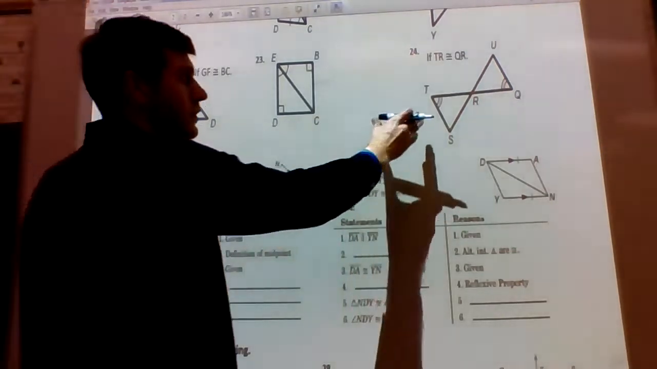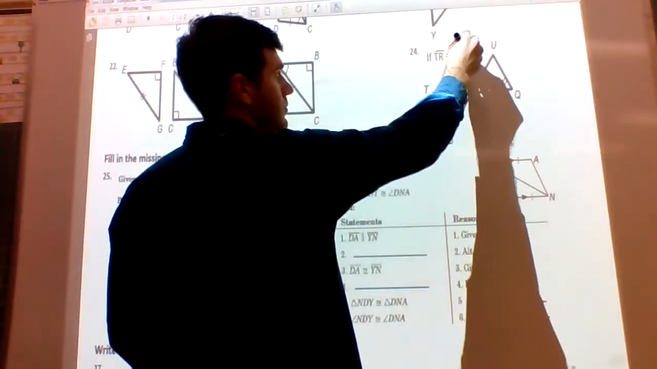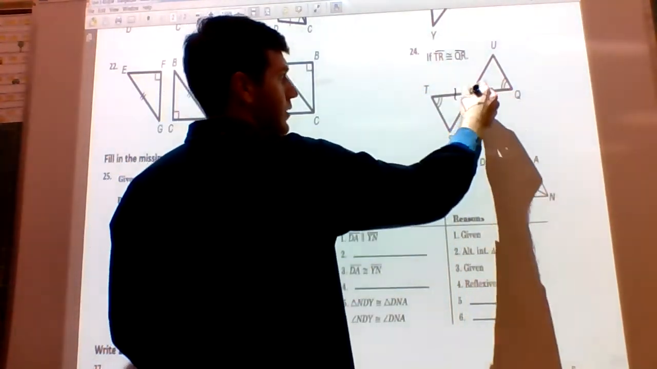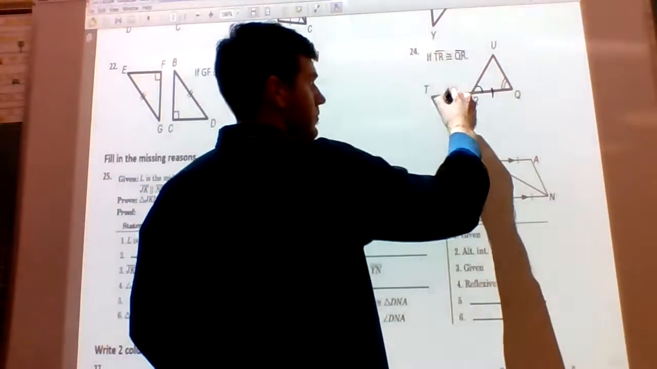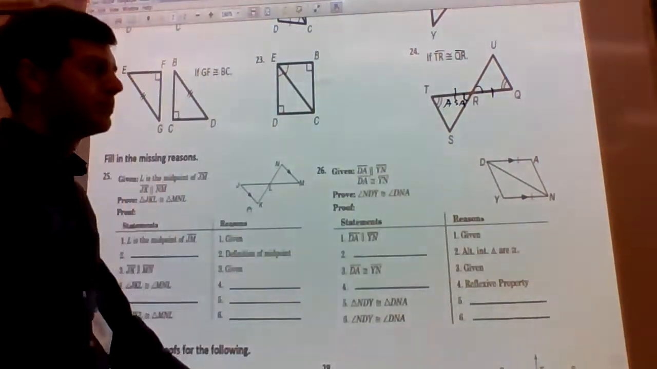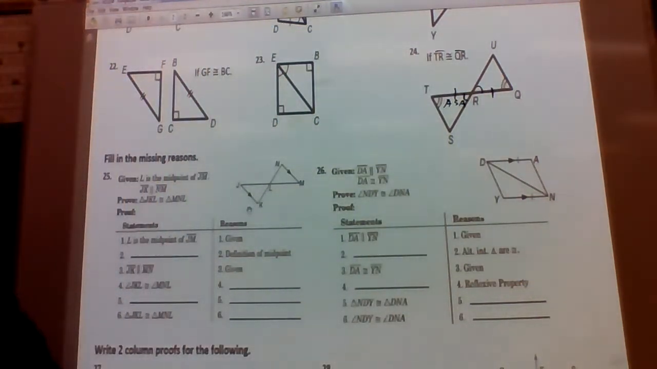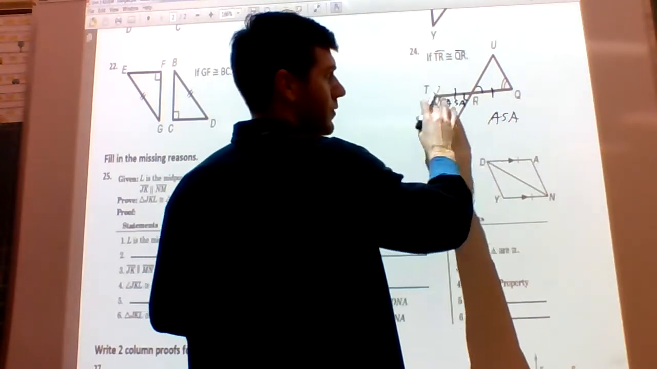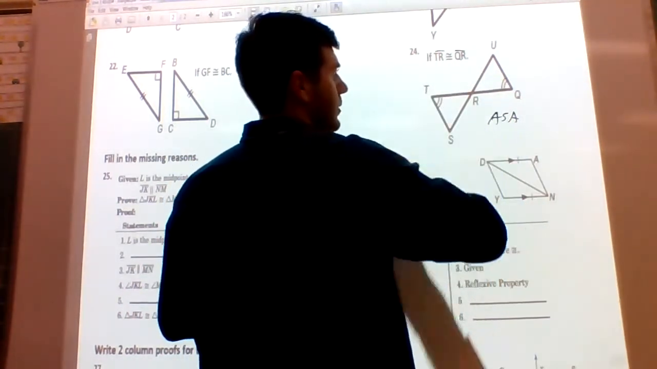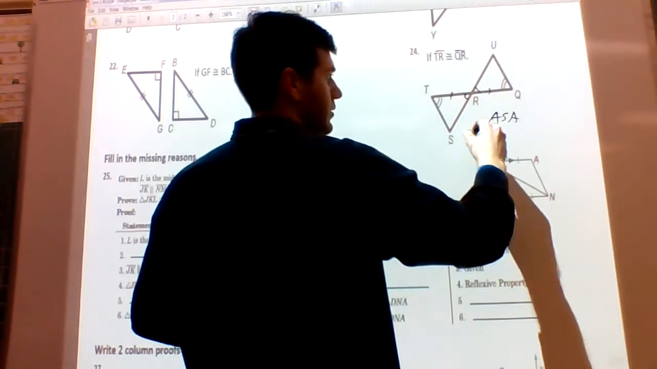Okay, TR is congruent to QR. And we have vertical angles, so put our vertical angles in. And then we're going to have angle, side, angle. Here we have angle, side, angle. We have three corresponding parts that are congruent, so we can use the angle, side, angle postulate to show that these two triangles are congruent.